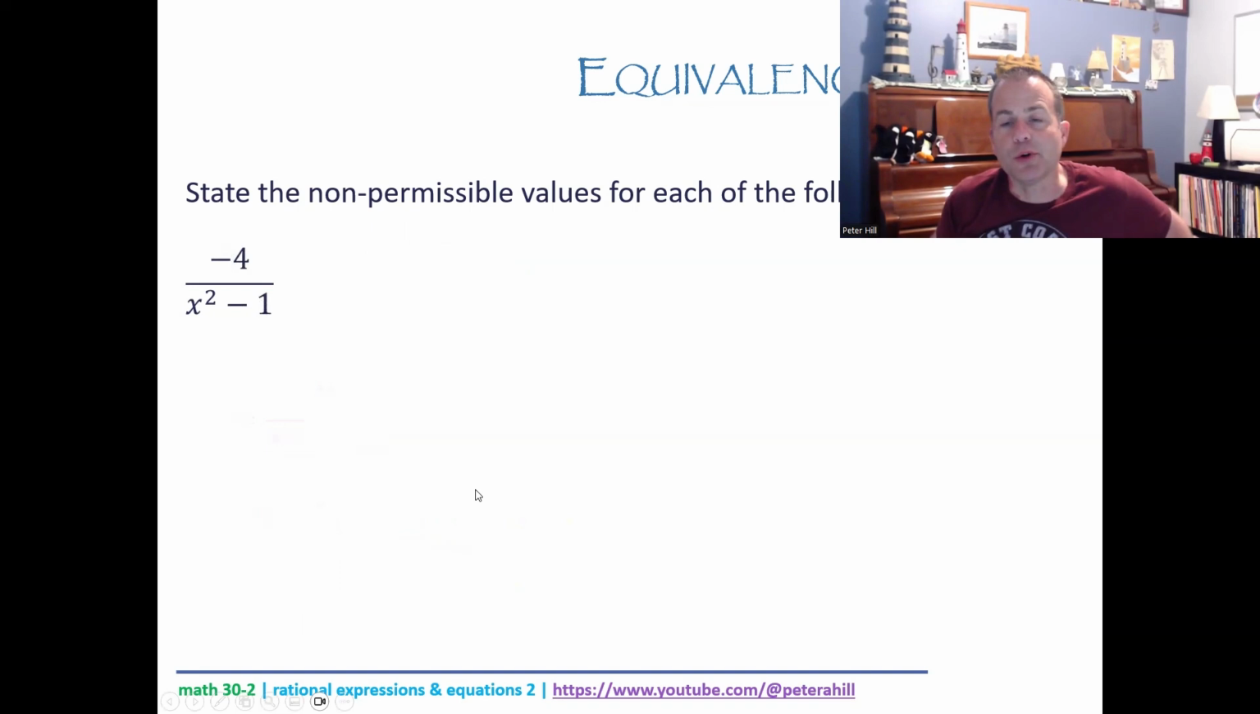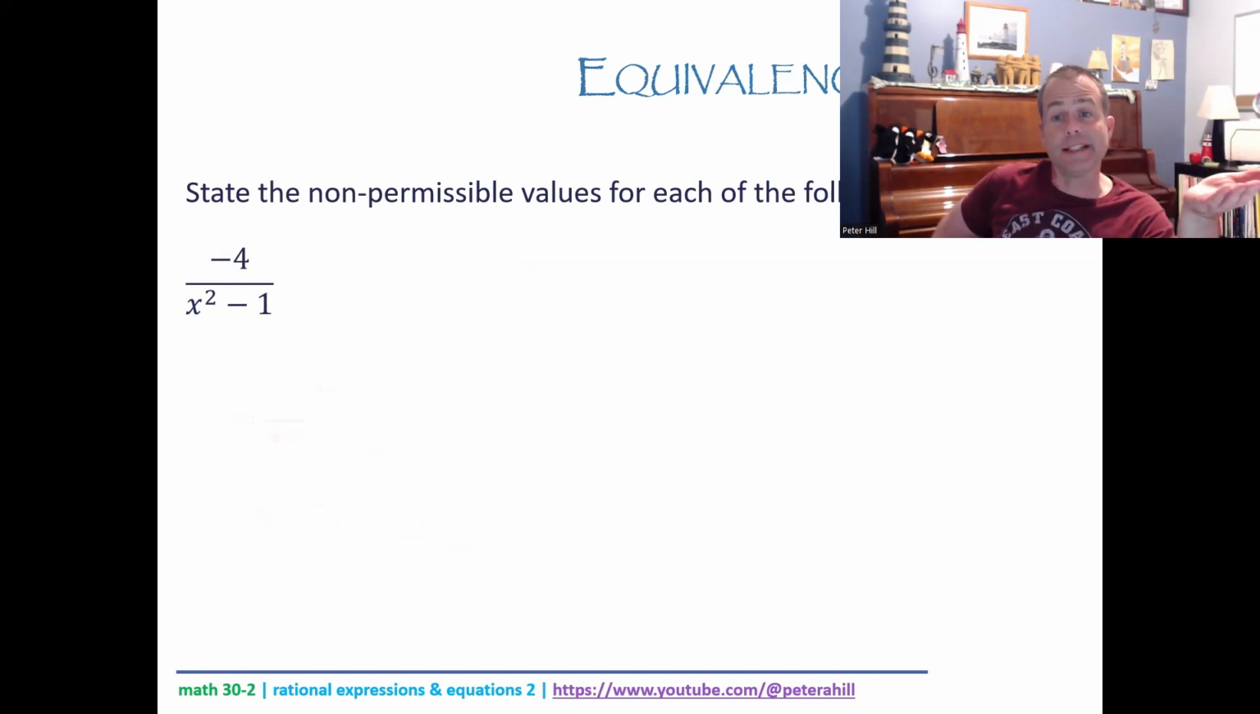Okay, awesome. So now I've got -4 on the top and an x squared minus 1 on the bottom. I want you to see that. I want to get your factoring brain going here. I want you to see that as a difference of squares. Okay, so that is x plus 1 times x minus 1.